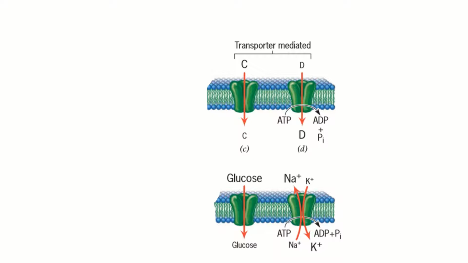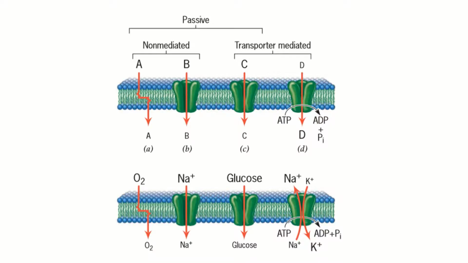So a good example of this, shown here at the bottom, is when the cell exerts effort to move sodium ions out of the cell against its concentration gradient, and at the same time move potassium ions into the cell, also against its concentration gradient. So both of these, C and D, are aided by transporter proteins or carrier proteins. While the one shown in D is actually an illustration of a sodium-potassium pump powered by ATP.